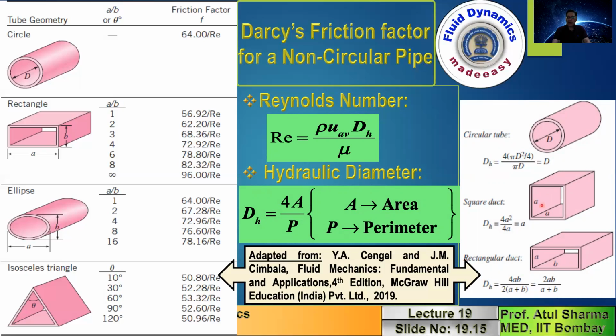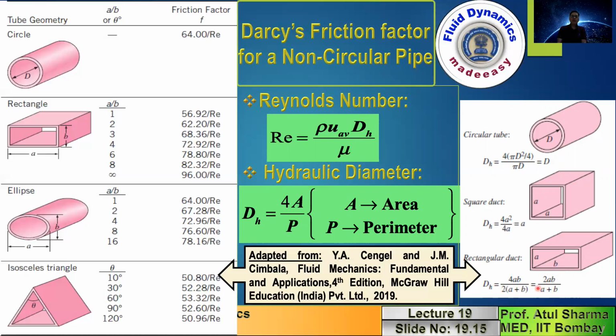If you have a square duct, then the cross-sectional area is a squared and the perimeter is 4a. So 4A by P is 4a squared by 4a, and if you divide, you get a as the hydraulic diameter. And for a rectangular duct, the area is a times b and the perimeter is 2a plus 2b. When you take the ratio, you get 2ab divided by a plus b.